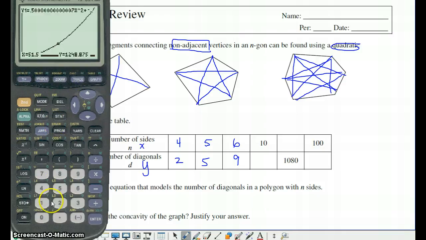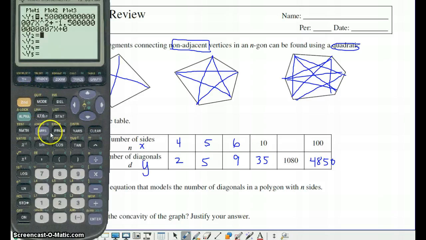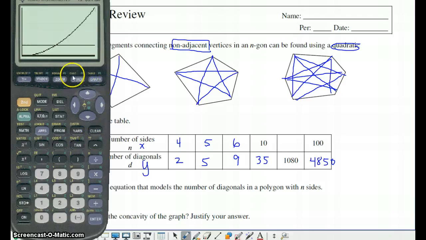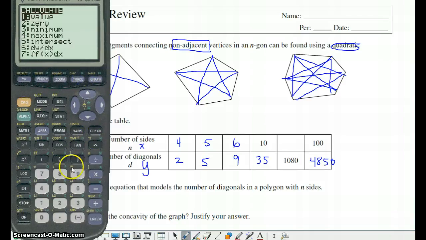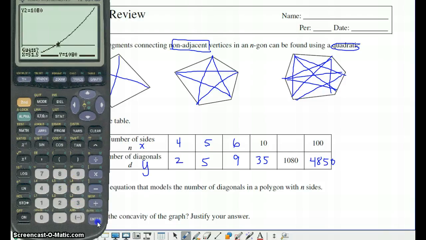I'm going to hit trace. I'm going to go when x equals 10. When x equals 10, there are 35. When x equals 100, there are 4,850 diagonals. And when will this equal 1080? Somewhere here. I'm going to set y2 equal to 1080. Graph it and find the intersection there. 48, all based on that equation.